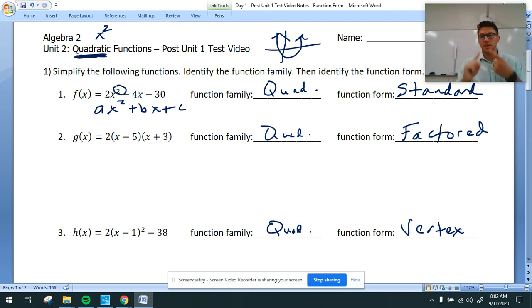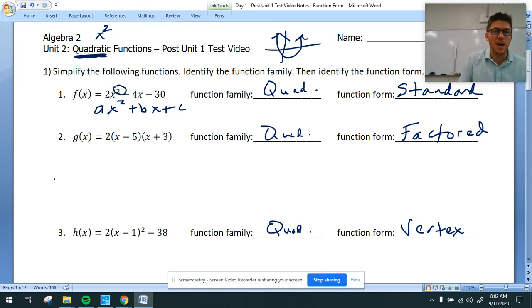So those are our three: standard, factored, vertex. Just by looking at an equation, we should be able to identify that this is in factored form, or this is standard, or this is vertex. That's kind of like the first target. Can you look at it and know what form it is? Those are the three forms we have.